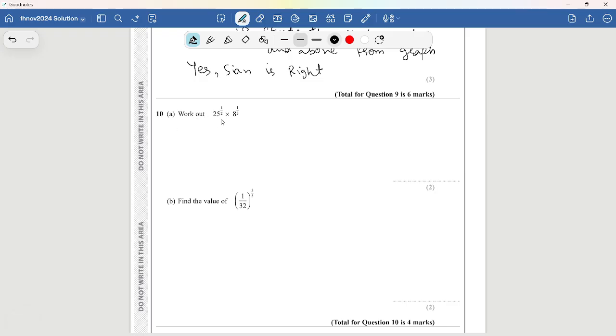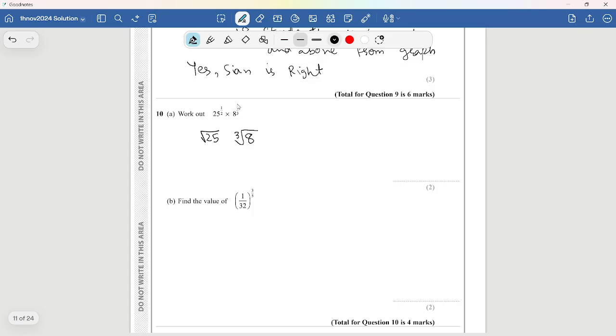Work out 25 power half times 8 power 1/3. When you see these fractional powers, you need to know that these are either square roots, cube roots, or other higher roots. Precisely, if there is a 2 in the denominator, that means it's a square root. So 25 power half is the square root of 25. And 8 power 1/3 is a cube root. The denominator is 3, so that is the cube root of 8.